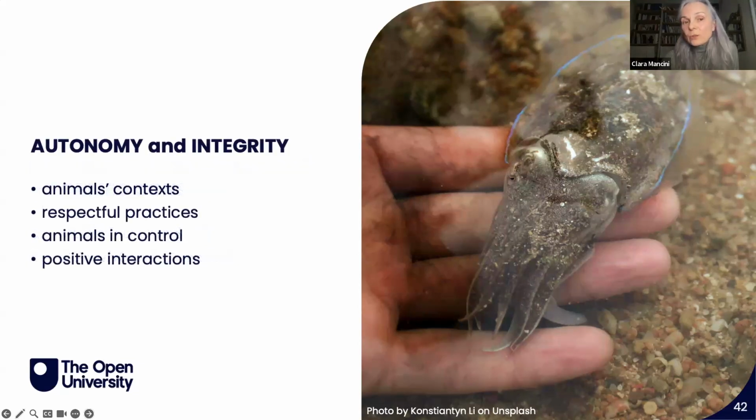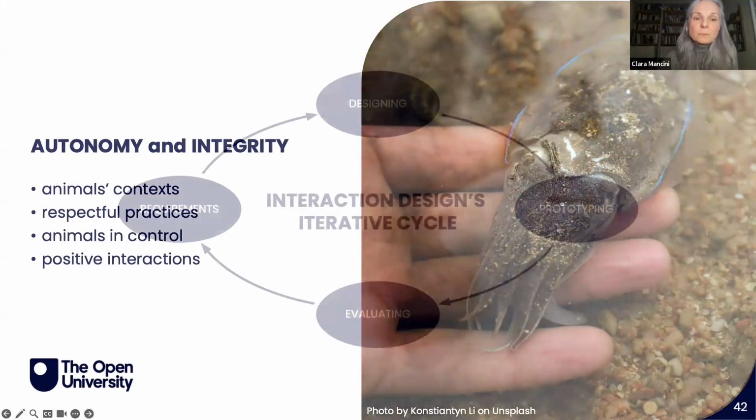Now, in a nutshell, doing animal-centered research and design implies respecting participants' autonomy and safeguarding their integrity by working in contexts that are habitual for the animal, being unobtrusive and undisruptive of their habitual activities, by giving animals control and space for expression, and using only positive forms of interaction.